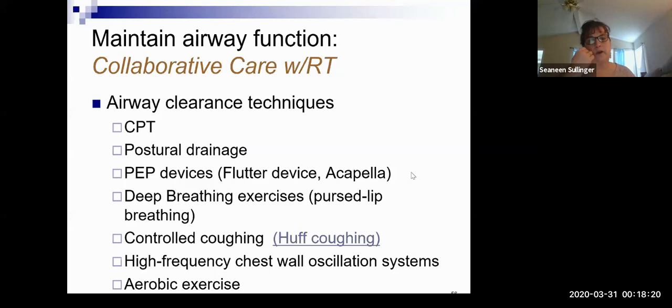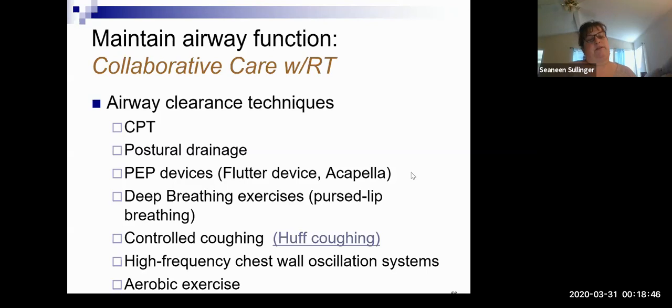So then collaborative care, working with respiratory therapy, so chest percussion, chest physical therapy, that's what CPT is. Your book, I believe, shows you the different ways. You don't want to do it over bones, and you want to do also postural drainage, so you put them on their side, on their front, on their back, in Trendelenburg, different positions while doing the chest physiotherapy.